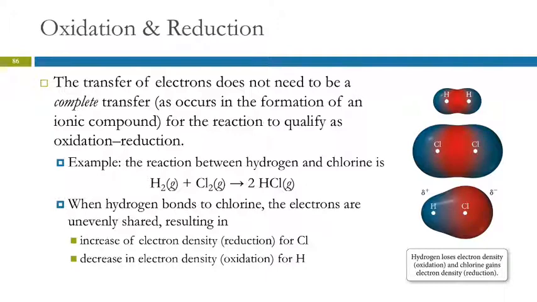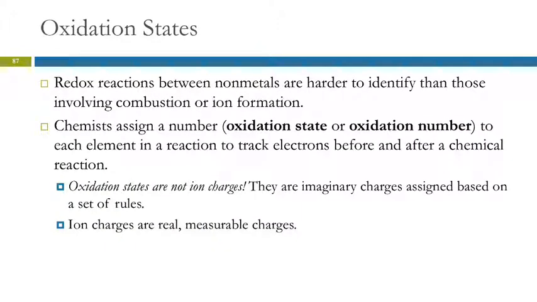Any questions? So here we can think of reduction as gain of electron density. So the chlorine has gained electron density. It has been reduced. The hydrogen has lost electron density. It has been oxidized. So when we have nonmetals reacting like that, it's much harder to identify which one has gained and which one has lost electron density.